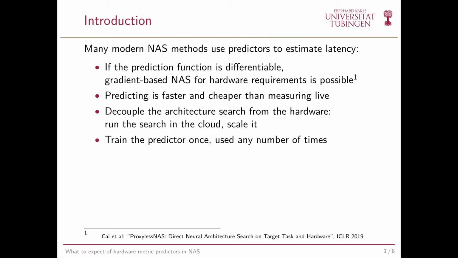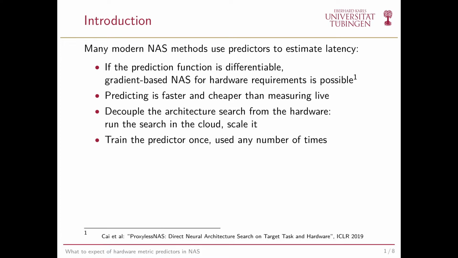For example, if we have a prediction method that is differentiable, then we can use gradient-based architecture search even if the metric itself, such as latency, is not differentiable. Also, predicting is usually faster and cheaper than measuring live. That means we can be faster in our architecture search. We can decouple the search from the hardware.